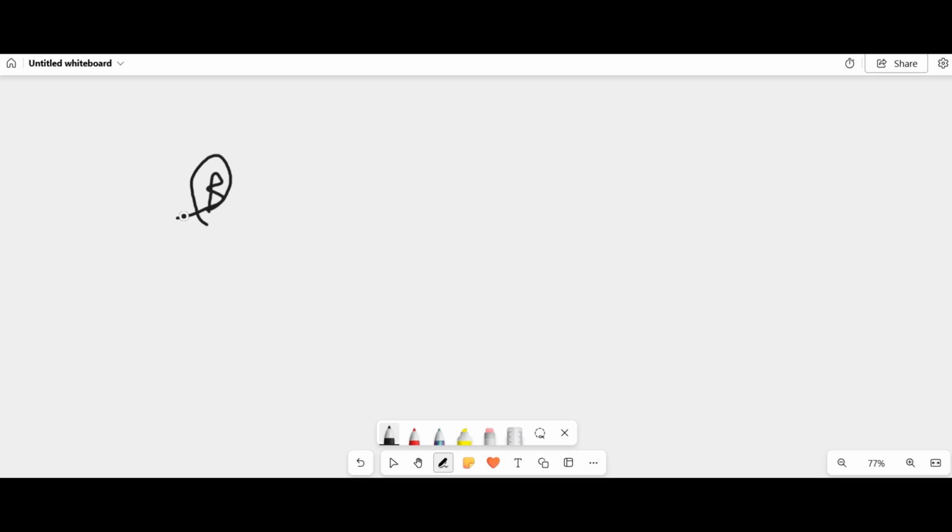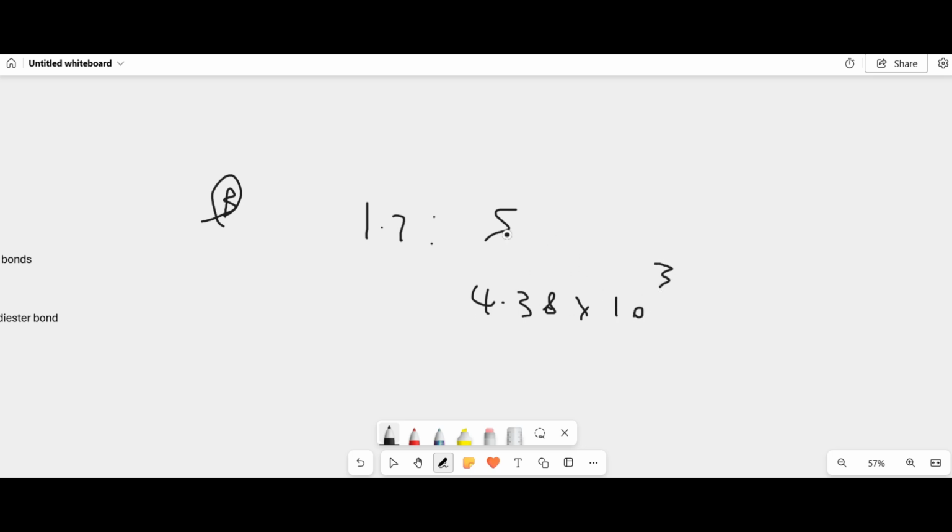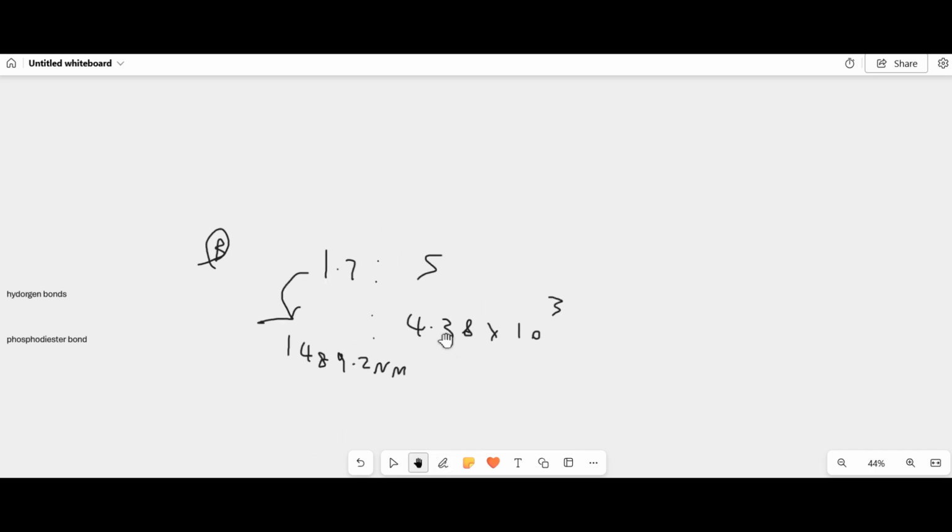So for 5 base pairs, we've got 1.7 nanometers. So how many for 4.38 times 10 to the power 3? For that, you need to divide by 5 and then times it by 1.7. Obviously, the number is going to increase. So that's going to be 1489.2. That's the number of nanometers for that.